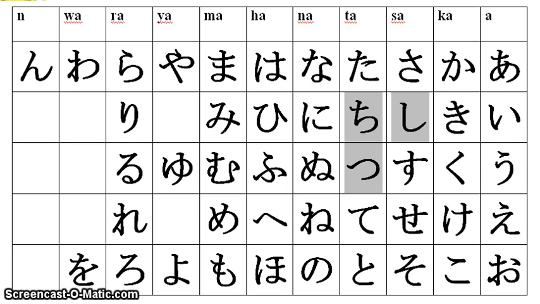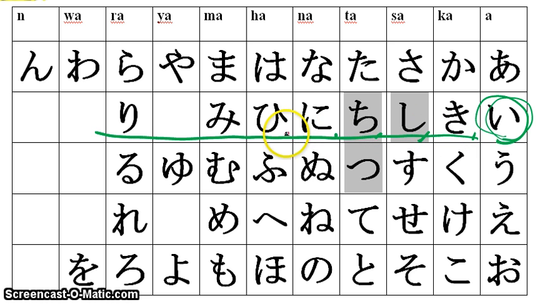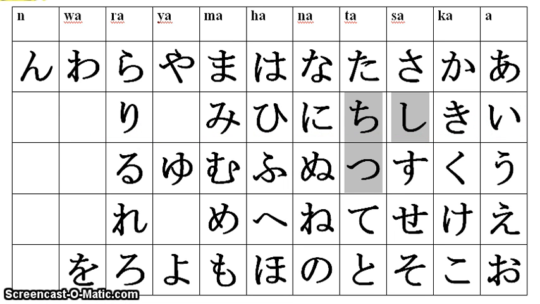So, all of the other rows are the same way. This is I by itself, and all of these others end with the sound I. Okay, so ki, shi, chi, ni, hi, mi, and ri. And all the other rows work the same way.